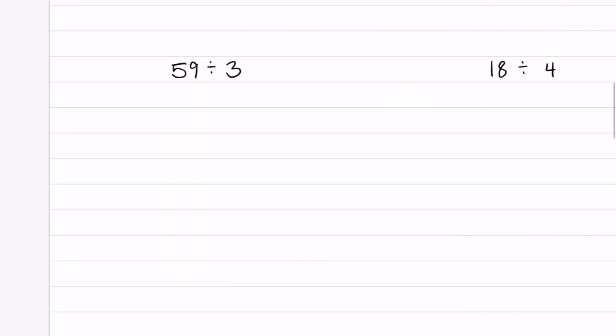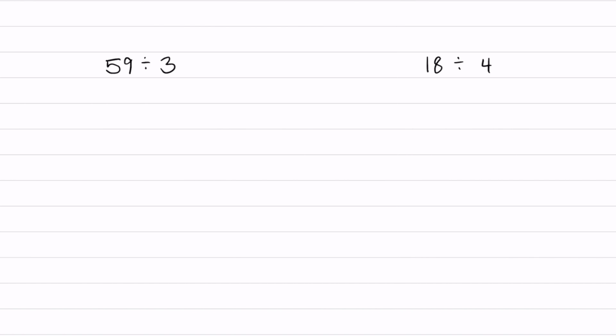We're gonna go a little faster this time. 59 divided by 3, let's do it. So 3 is on the outside, I got 59 on the inside. Ask yourself, how many times does 3 fit into 5? And that's easy, that's just 1 time. So that is the number I'm gonna write up here.